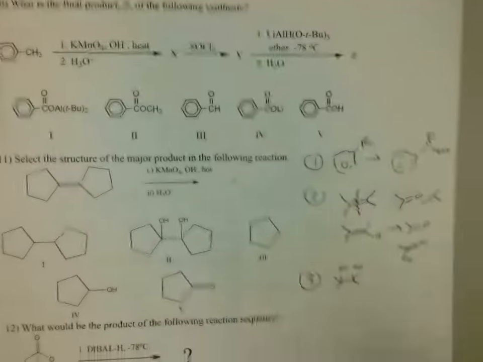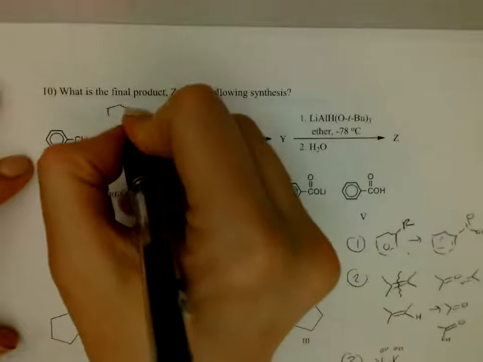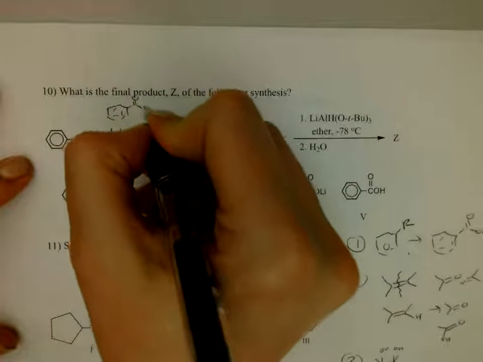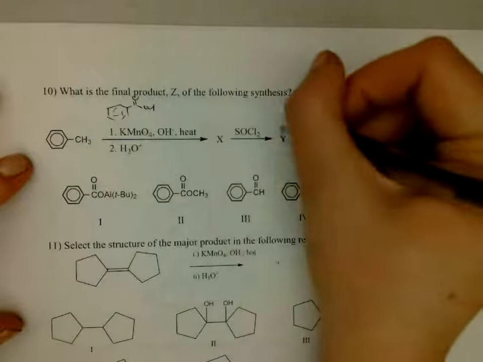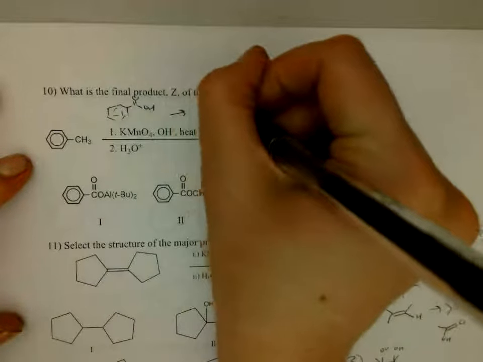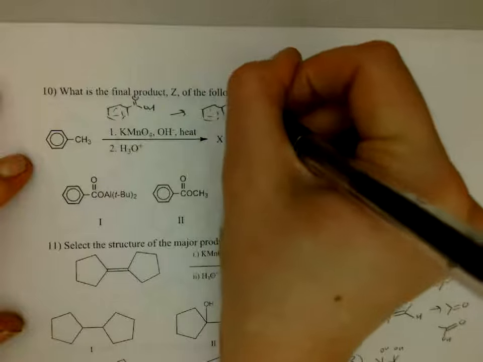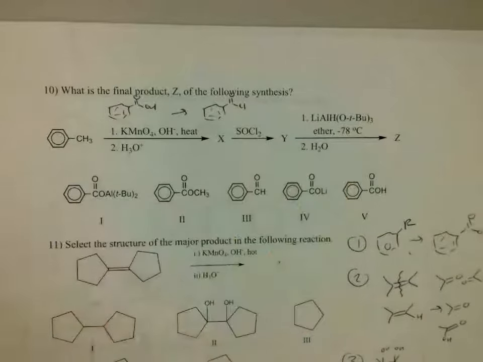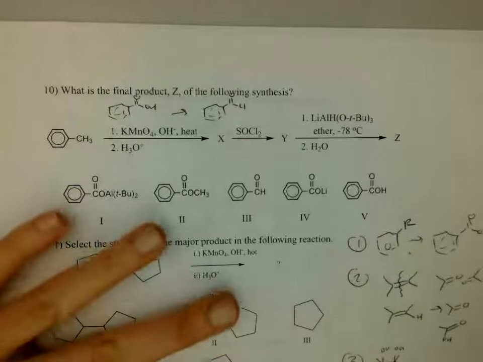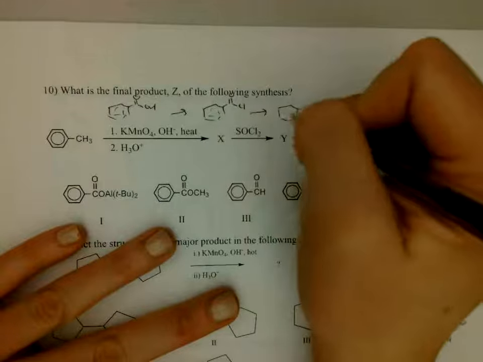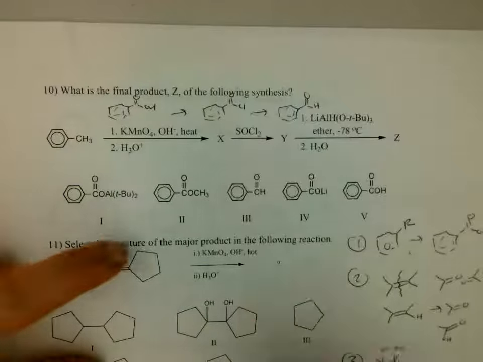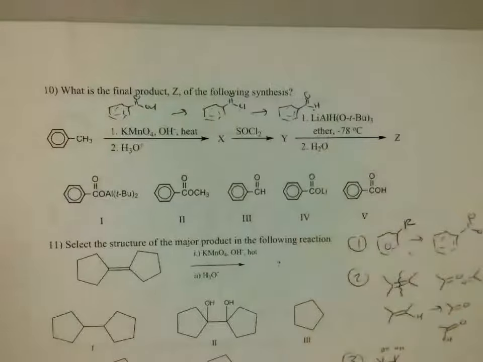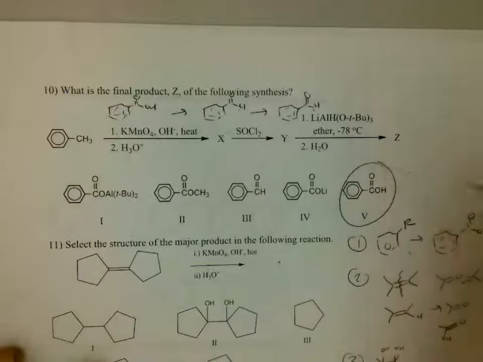So the first step here is this. KMnO4 is going to turn your benzene into a carboxylic acid. Then you use SOCl2, so that's X. You use SOCl2 to turn it into a chlorine. And then you're going to use lithium aluminum tri-tert-butoxyhydride to, we talked about this in an earlier question, convert it to an aldehyde. So you go from a chlorine to an aldehyde. So the right answer is just going to be answer choice E.